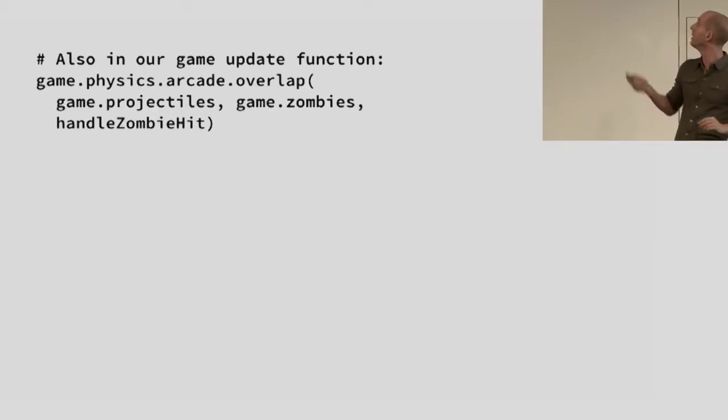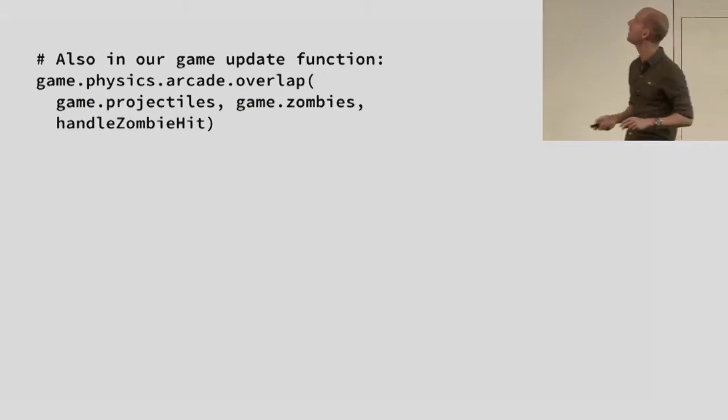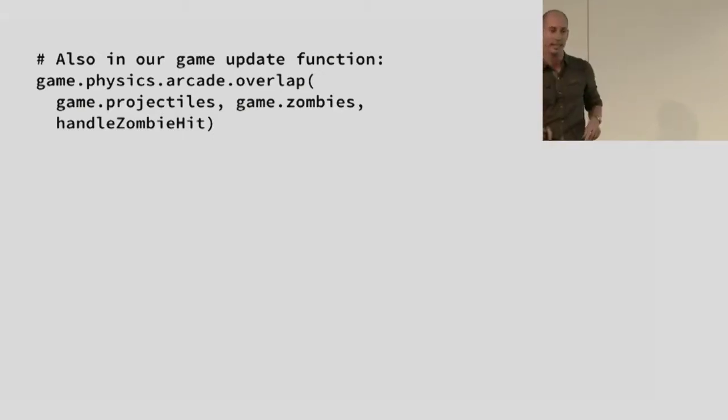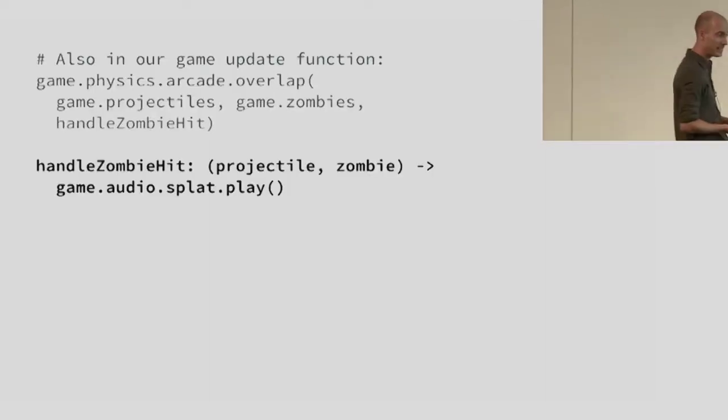This is a collision. So, in the game update function, we're going to say overlap. We're setting up a callback, and we're saying, hey Phaser, tell me whenever any of the projectiles overlap with any of the zombies, I want you to call this handleZombieHit function. So what does that do?